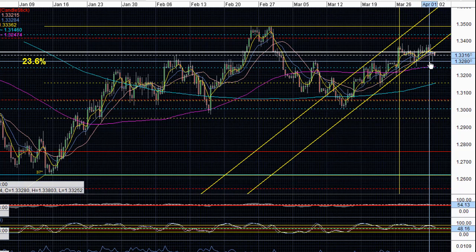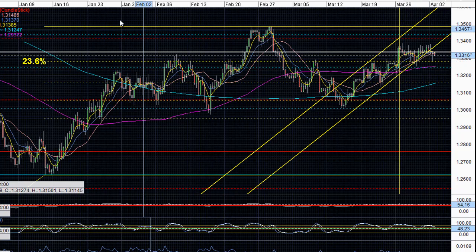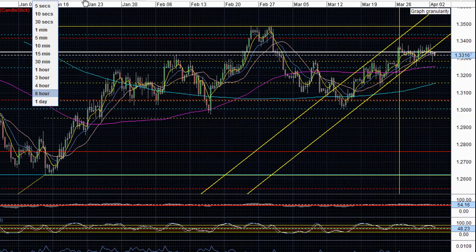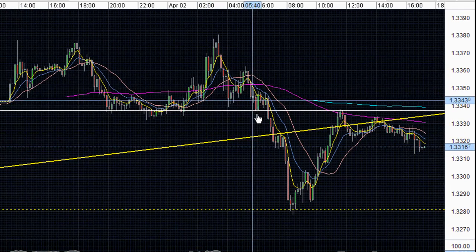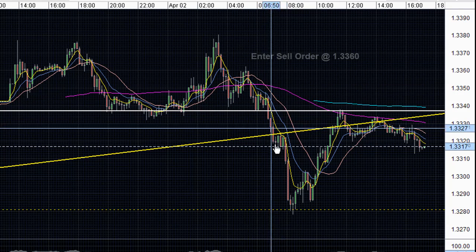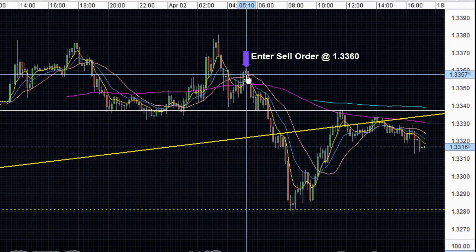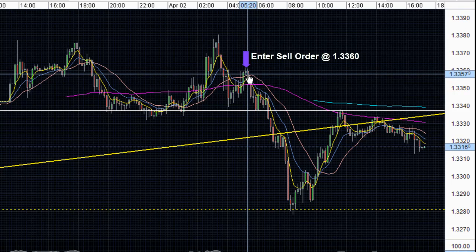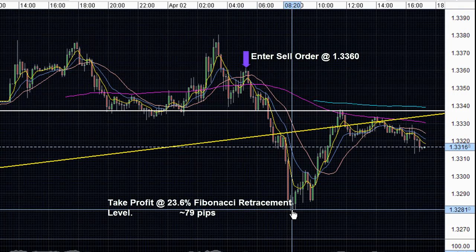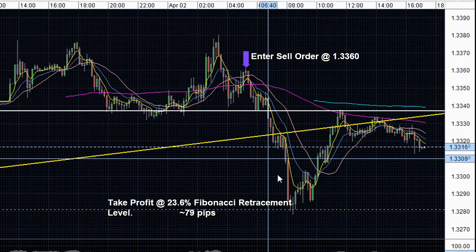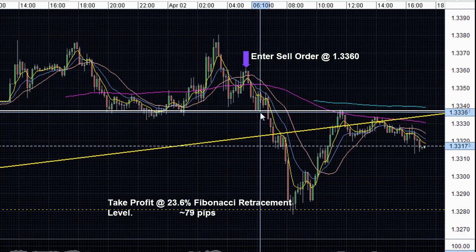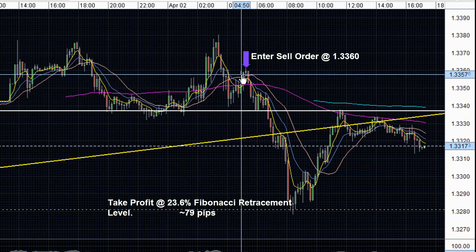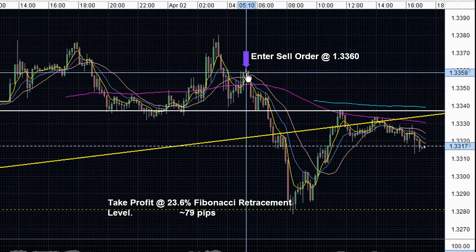So you can see this level served as support for our pair, but it could have also been a good area where you could have exited your short position. So then let me go back to the 10-minute. So if you were in front of your chart, like if you would have entered your short order at 33.60 around this time and held out your trade until it reached this 23.6% Fibonacci retracement level, then you would have gained about 79 pips on that trade. So then that was a good trade entry, and there was multiple places you could have exited your position, but you had the potential of making 79 pips on this one entry.